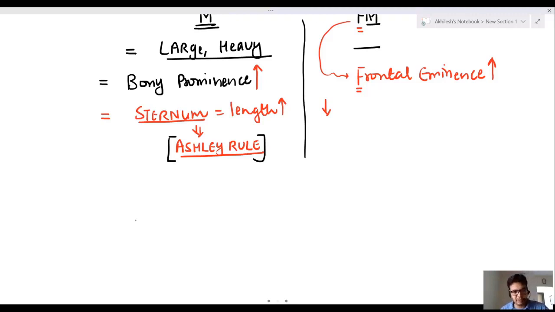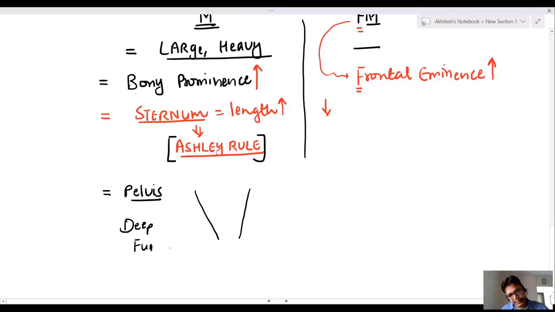This is the third. Now, if you see the pelvis, sir, male, there is no child in the pelvis. So pelvic shape of male is deep funnel shape. No child in the pelvis. So the shape of the pelvis is this deep funnel shape in male. It is flat bowl shape in female.